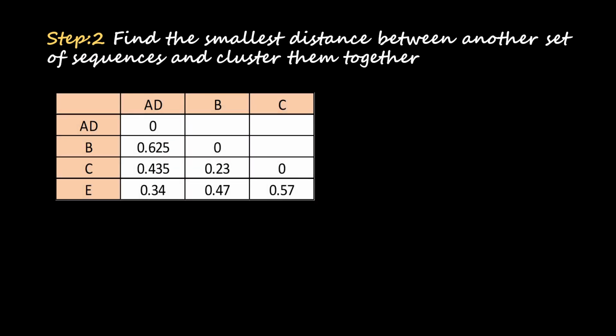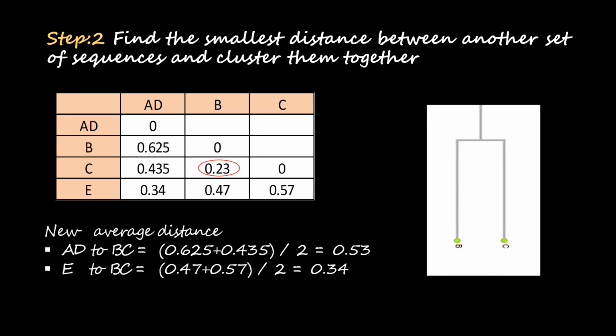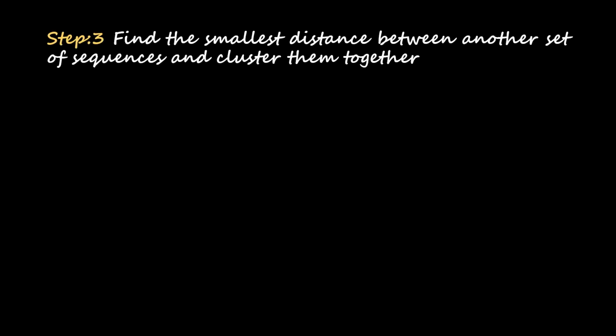This is the next matrix where we have grouped A and D together and we have the respective members. We calculate the new average distances and we can see that B and C have the smallest distance of 0.23, and we group them together. Step 3, we find the smallest distance between another set of sequences and cluster them together.